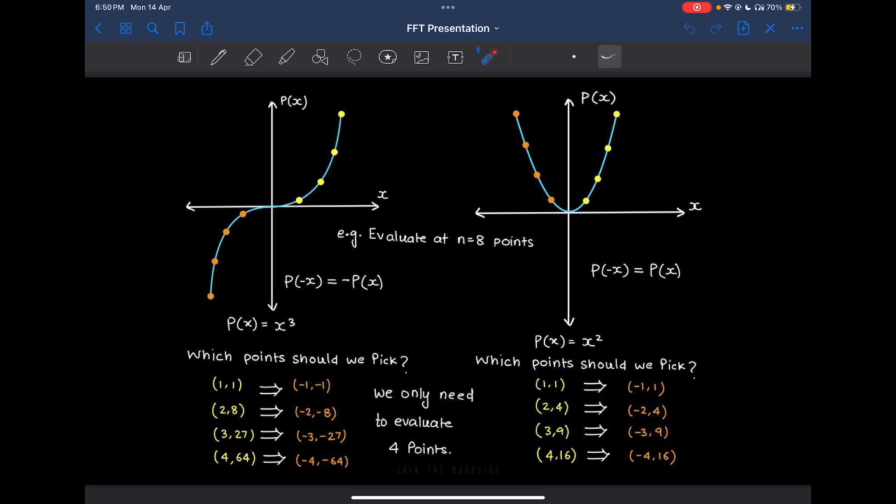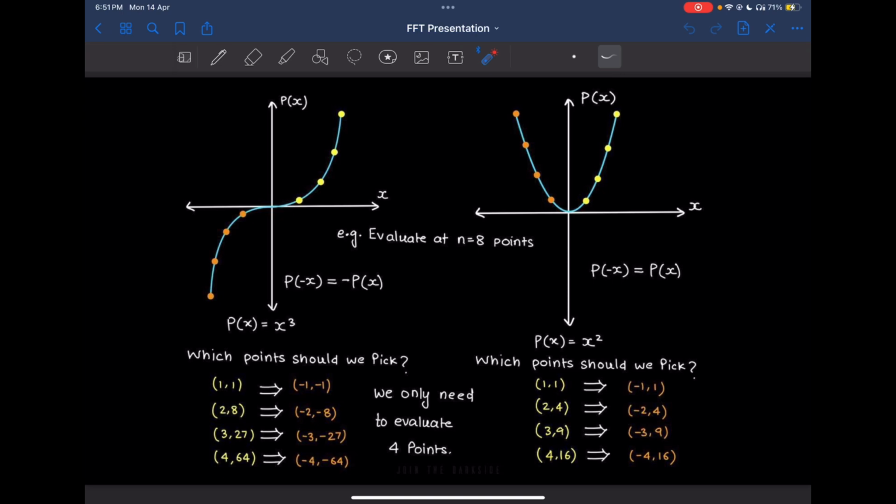Let's say that we take an odd function, right? An odd function has a specific property that if you substitute minus x, you get negative of p of x. So p of minus x is negative of p of x. What that essentially means is, let's take a simple function, p of x equals x cubed. You substitute x equal to 1, the value you get is 1. You substitute x equal to 2, and the value you get is 8, because obviously 2 cubed is 8. Then you substitute x equal to 3, you get 27. For 4, you get 64. Similarly, for negative 1, you get negative 1. For negative 2, you get negative 8, and so on and so forth.